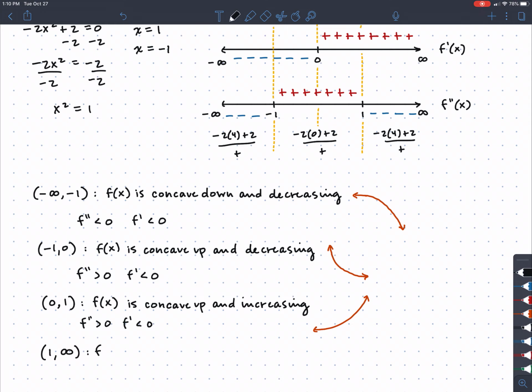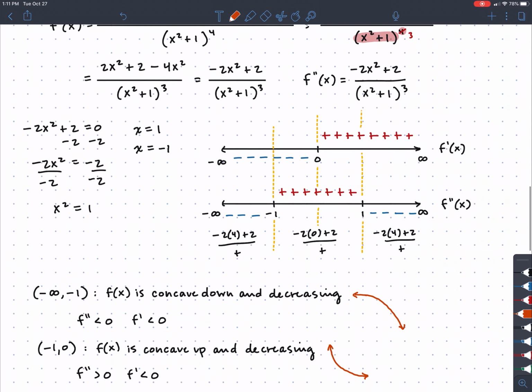So f of x is concave down and increasing. And that is because the second derivative is less than 0, and the first derivative is greater than 0. So concave down and increasing might just be the other side of the parabola.